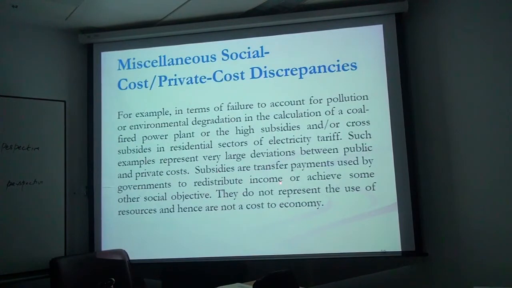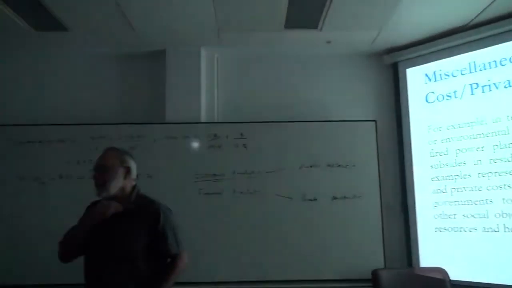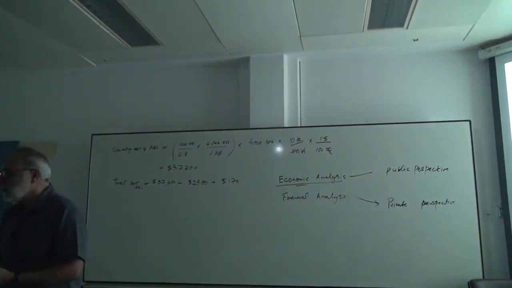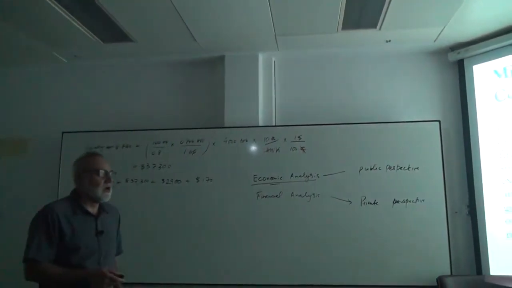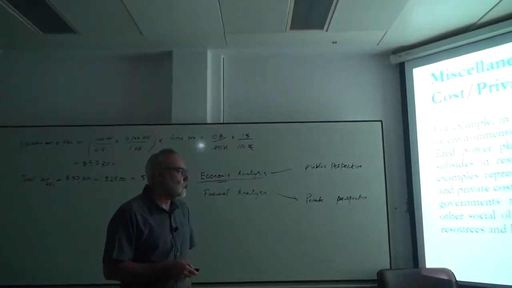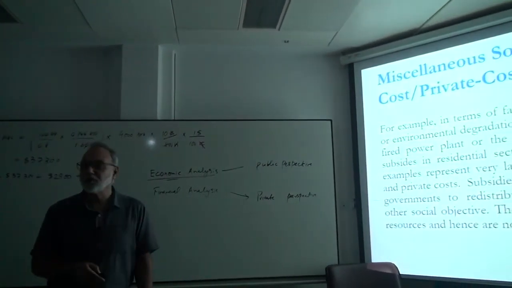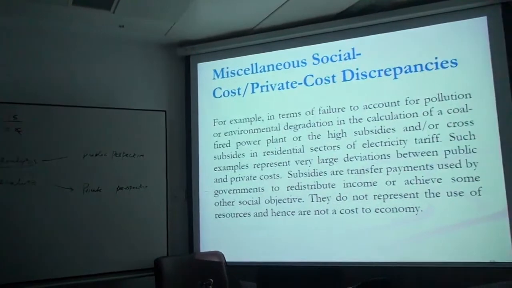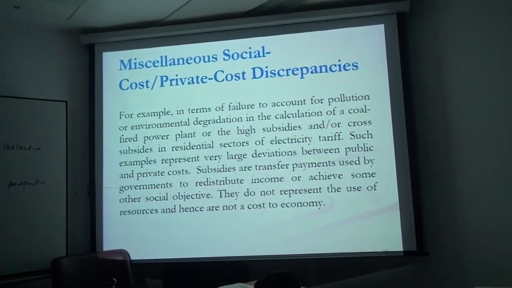Subsidies are transfer payments used by government to redistribute income or achieve some other social objectives. This is like, for example, I have several pockets, I put some money here, some here, some here, and then after some time I move it from here to here, but it doesn't matter, because as a whole it's just the same. So these transfer payments do not represent the use of resources, hence they are not a cost to the economy. That's why we remove these distortions to do our analysis.